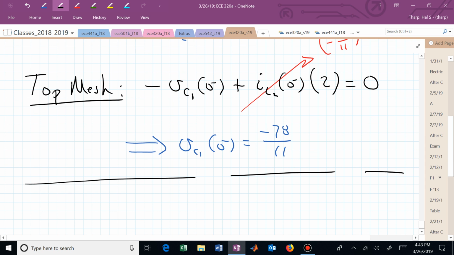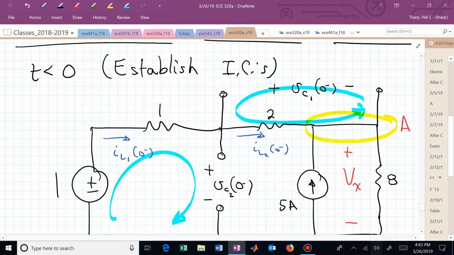Is that a question, or are we exercising? Question? Okay. Oh boy. You're going to have to speak louder than that. What? Was there a 5 ohm resistor in the top mesh? I don't know. Was there? You're asking me? I wrote this down about 30 minutes ago. I don't remember.